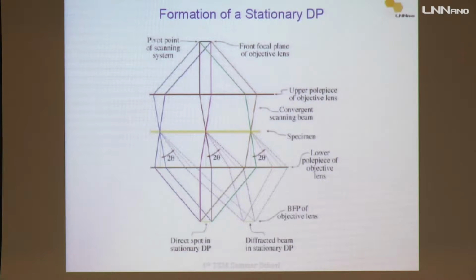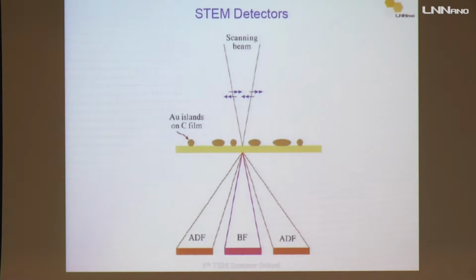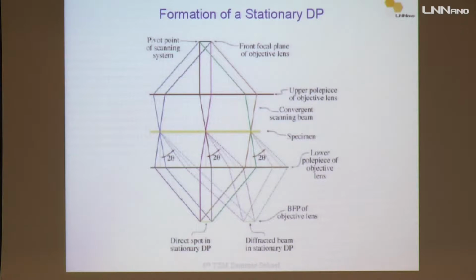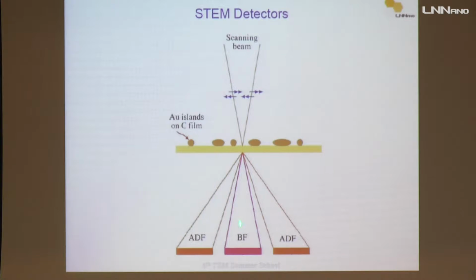It's easy to do it in practice. Okay, we can choose it for different experiments. Well, and then what we get is, if you get the central spot, the direct spot of the diffraction pattern, we will have a bright field image. If we get the diffracted spots, we can get ADF, annular dark field images.